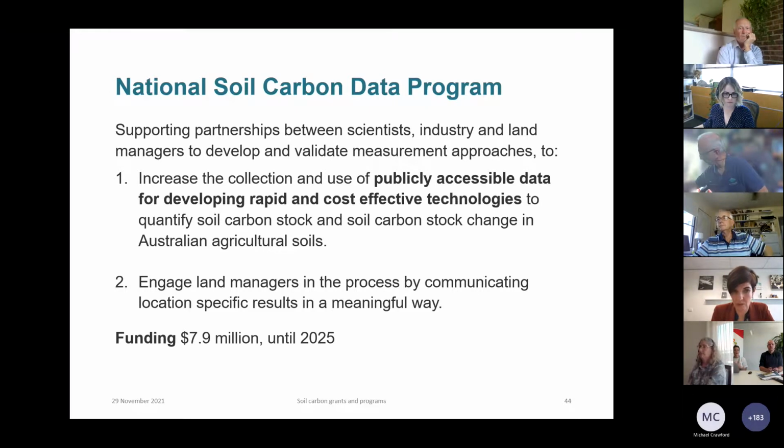A secondary objective that we see as an objective across government here is engaging land managers in the process by communicating location-specific results in a meaningful way. And that's particularly where land managers are being engaged in soil carbon collection activities, so soil sampling and things like that, and making that data actionable for them.